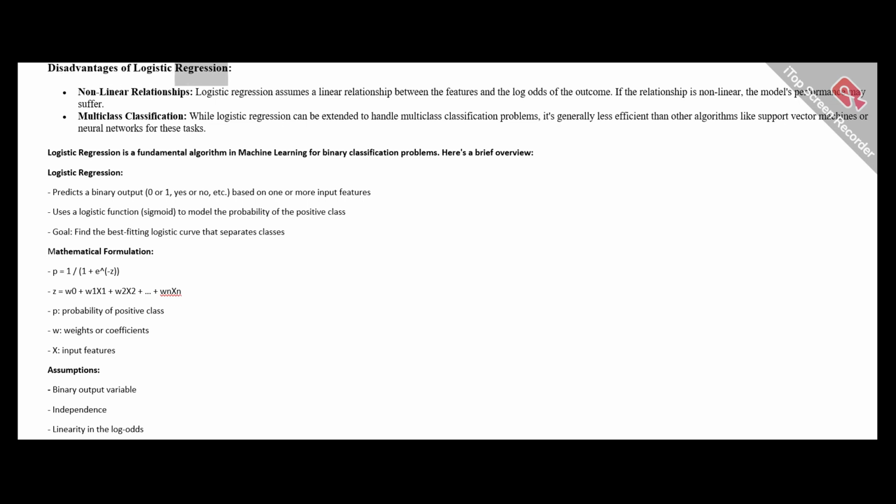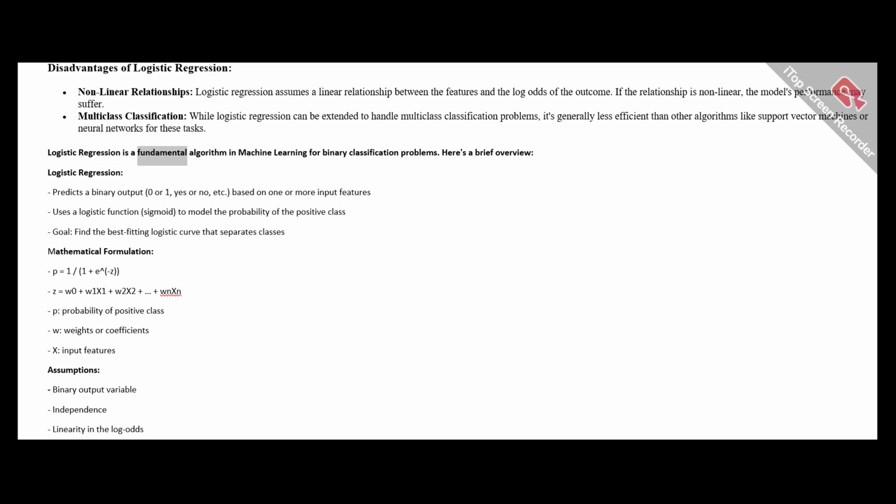Disadvantages of logistic regression. Nonlinear relationships. Logistic regression assumes a linear relationship between the features and the log odds of the outcome. If the relationship is nonlinear, the model's performance may suffer. Multi-class classification. While logistic regression can be extended to handle multi-class classification problems, it's generally less efficient than other algorithms like support vector machines or neural networks for these tasks.